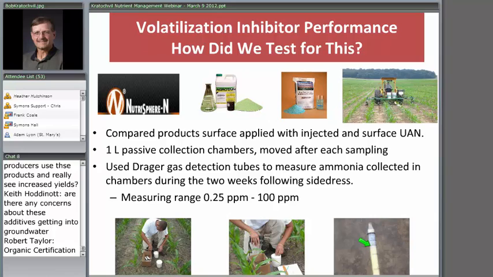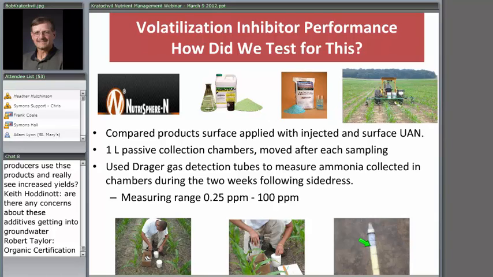You can see here the discoloration that occurred. That indicates that there was some binding of ammonia with the polymer that's inside that tube. Now, these tubes are designed to measure a range of ammonia from as low as 0.25 parts per million to as high as 100 parts per million.